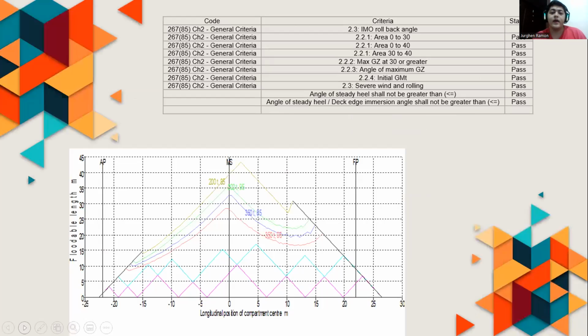Okay, and we analyzed the stability criteria in Maxsurf, specifically the IMO criteria, and it passes all the criteria. And they analyzed the floating length and put in the bottoms.